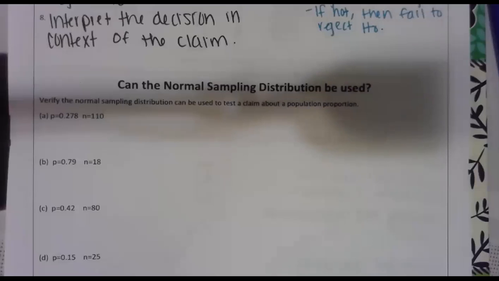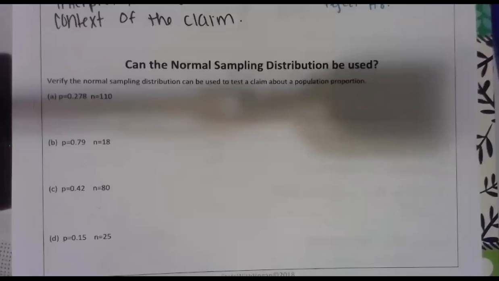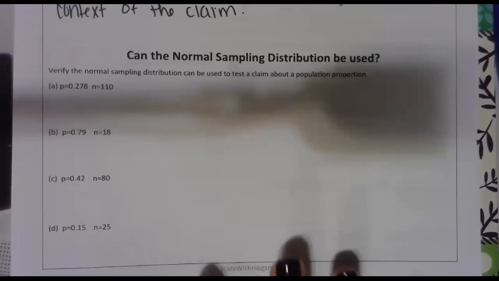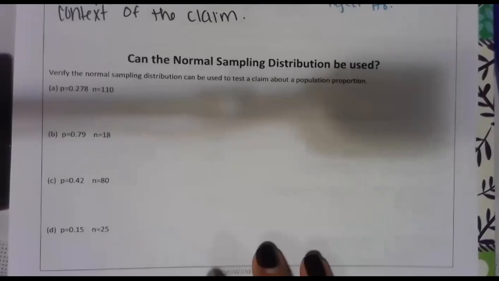All right, so can the normal sampling distribution be used? To verify the normal sampling distribution can be used to test a claim about a population proportion, on these next couple of ones, we're just gonna double check that n times p is greater than or equal to 10, and n times q is greater than or equal to 10. We're gonna double check that, make sure that's correct on both of these.